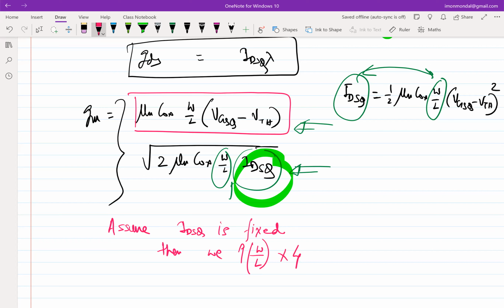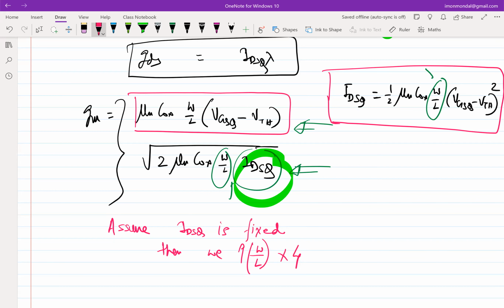So when we say IDSQ is fixed, this is the mother equation, right? What we are essentially saying is, if I increase W by L, I am naturally saying that somehow in my circuit I am reducing VGS minus threshold voltage, in order to compensate for the increase. Since IDSQ is fixed, if I increase W by L, I have to reduce the VGS minus threshold voltage.